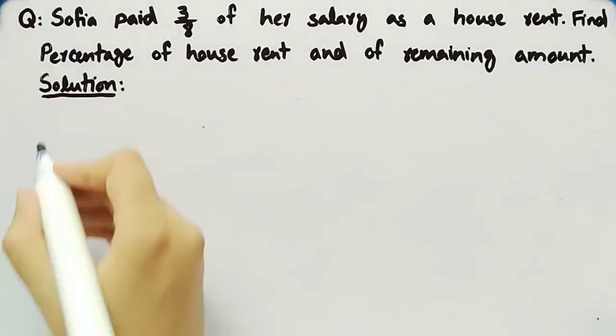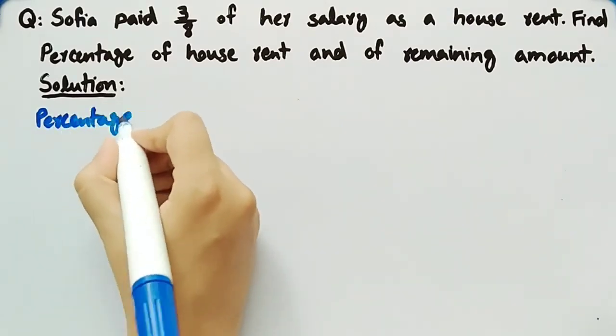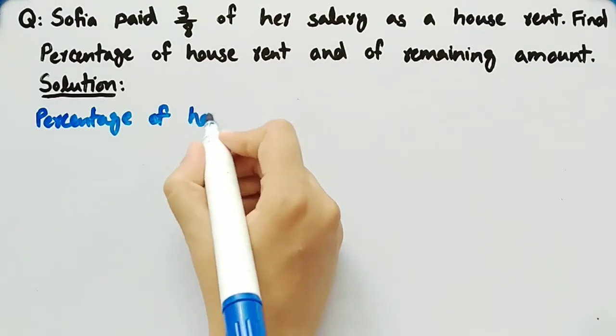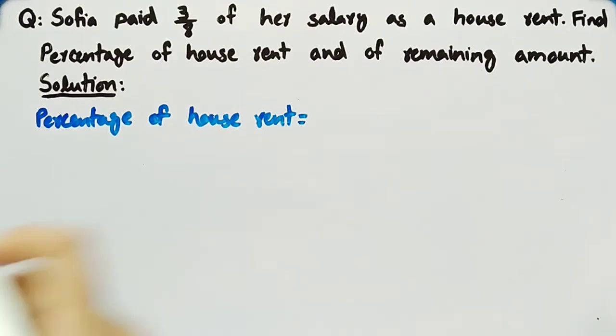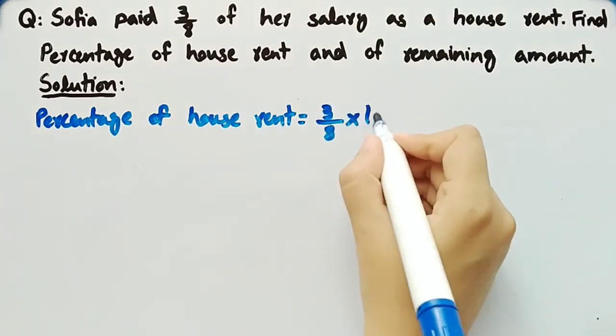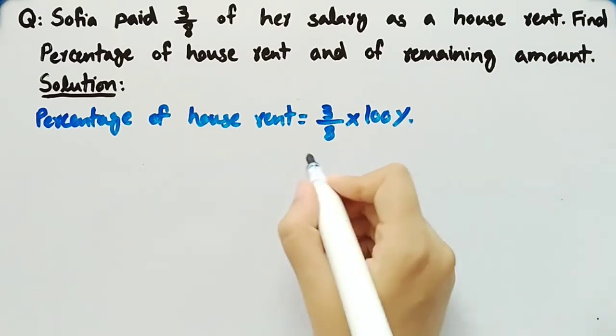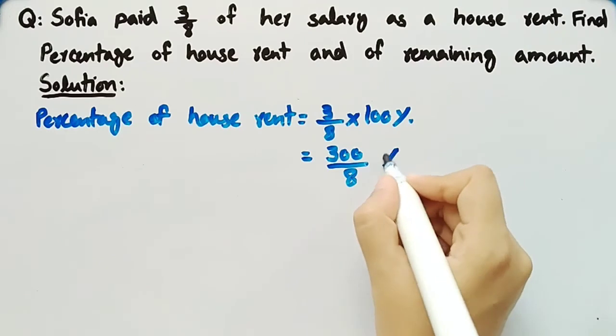Firstly, we will find the percentage of house rent. It is given that she paid 3 by 8 of her salary as house rent. So to find the percentage of house rent, we will multiply 3 by 8 with 100%. So when 3 by 8 is multiplied by 100%, we get 300 divided by 8%.